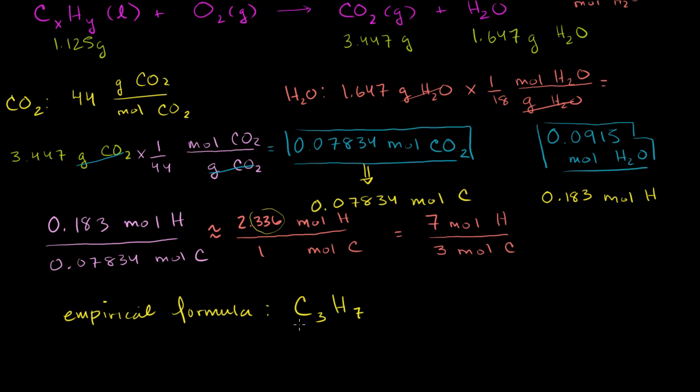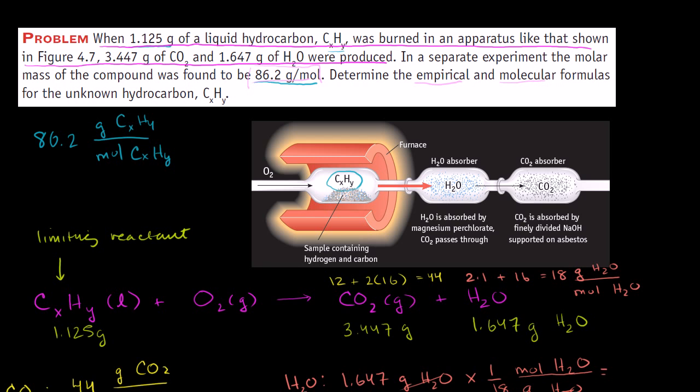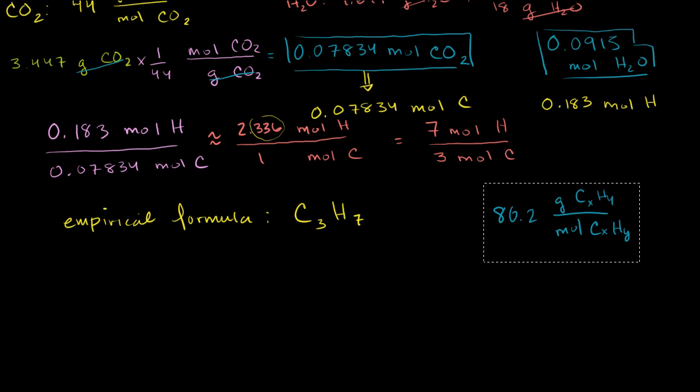7 hydrogens. Now, the next thing we want to figure out is the exact molecular formula. This is just the minimum ratio, but maybe we have 9 carbons for every 21 hydrogens. We don't know. So let's use the other information they gave us in the problem, where they told us that the molar mass is 86.2 grams per mole. Let me copy that, 86.2. That looks like an 80, but we'll remember it says 86.2. So let me paste it over here. That's what they gave us in the problem.